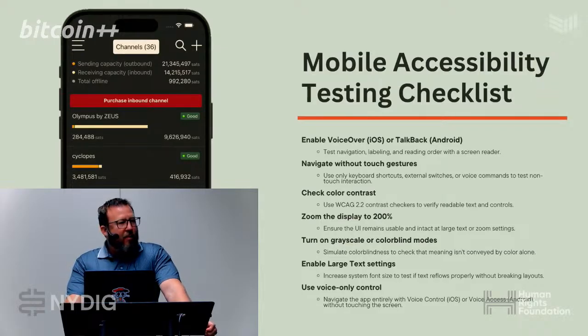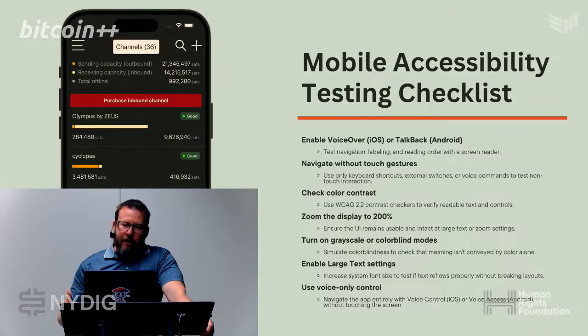So I have this mobile accessibility testing checklist as well. You enable VoiceOver on iOS and TalkBack on Android. And essentially what you want to do is test the navigation, the labeling, and the reading order of the screen reader.